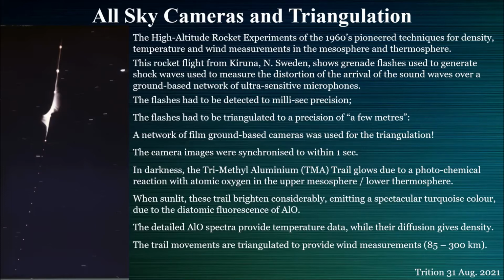The rocket flight on the left here is basically a rocket flight from Kiruna, northern Sweden. One of the experiments we were using at that time was the grenade experiment. So you see all of these flashes going up along the rocket trajectory. Those flashes are from grenade explosions. They are photo flash grenades, but quite powerful flashes.